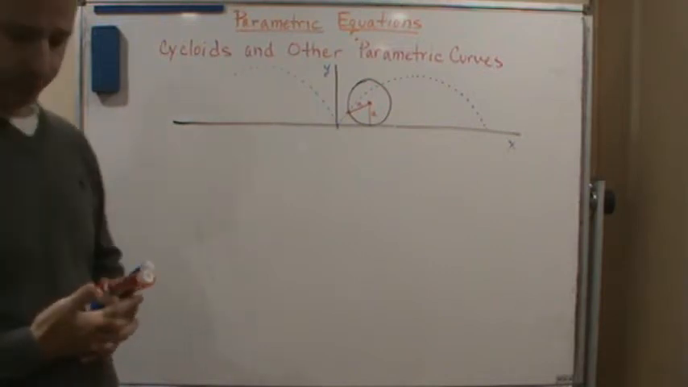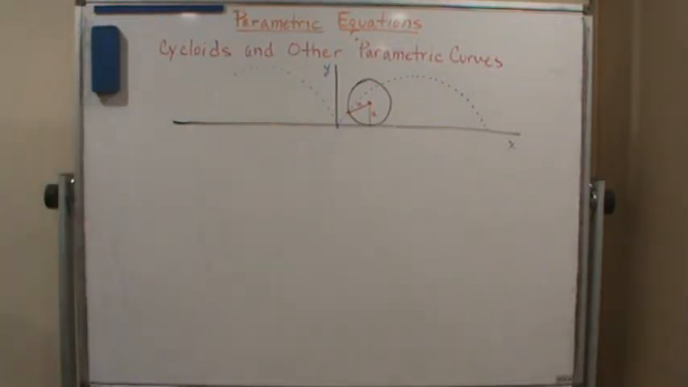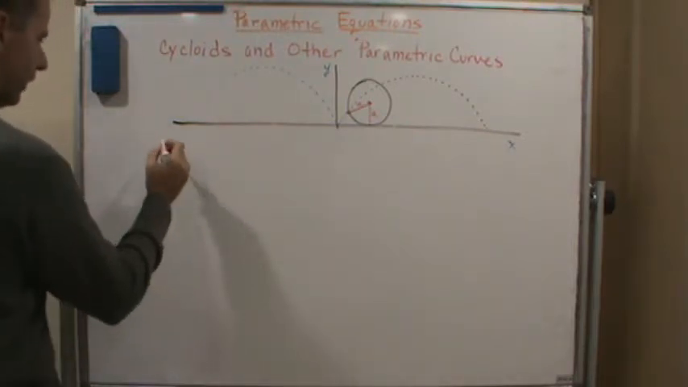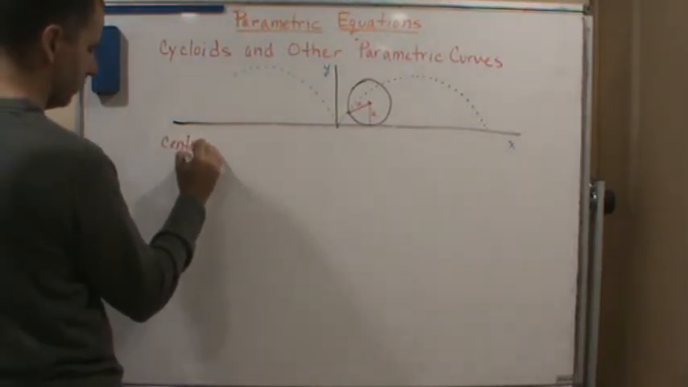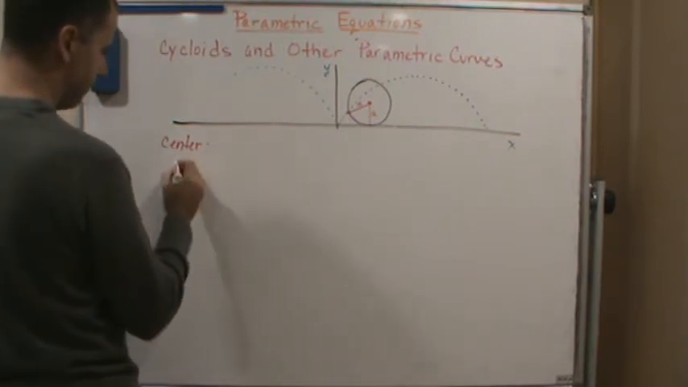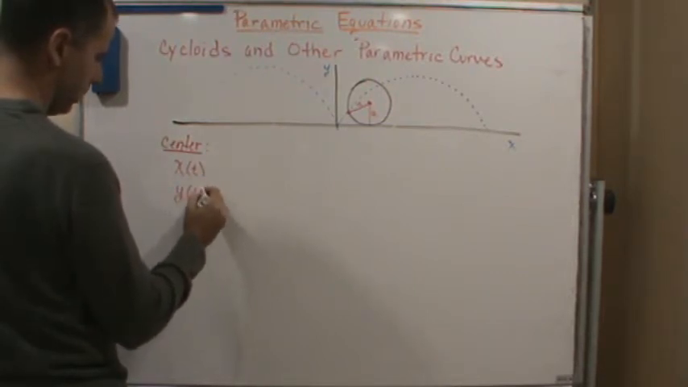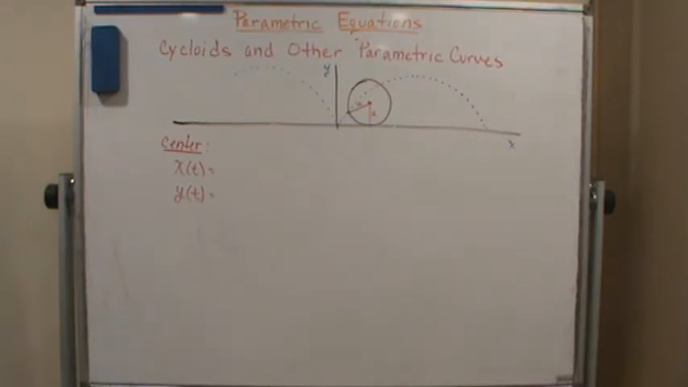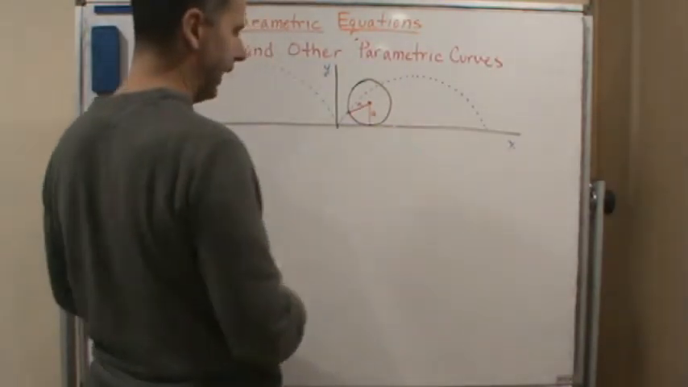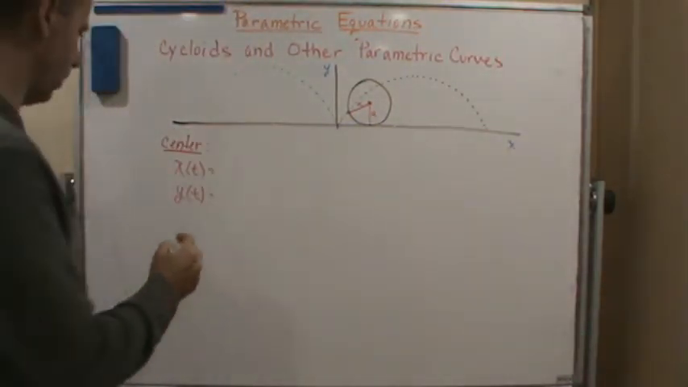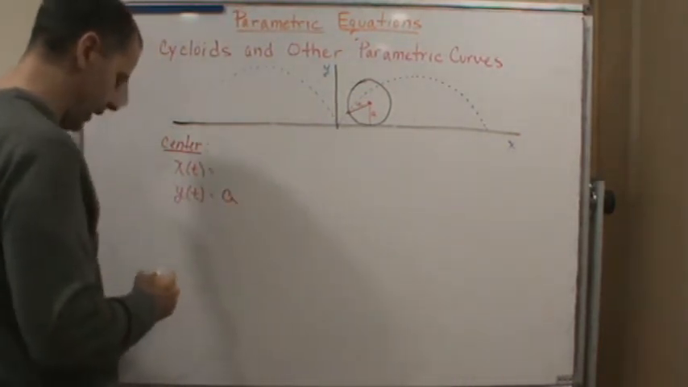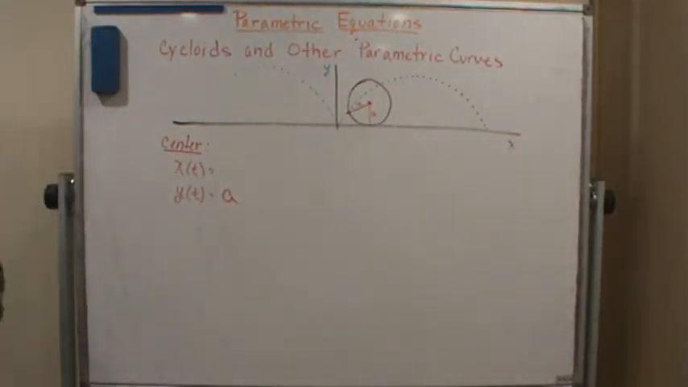So how would we describe the y direction? Again, we want x and y, so let's look at the center. We have x of t and y of t. How do we describe the position of the center? Well, since it's on a flat surface, it's always going to be A above the x-axis. So y of t is going to equal A, the radius. Now what about x of t?